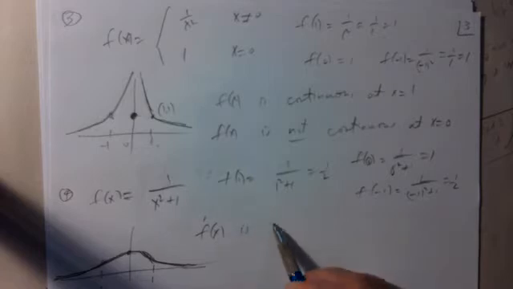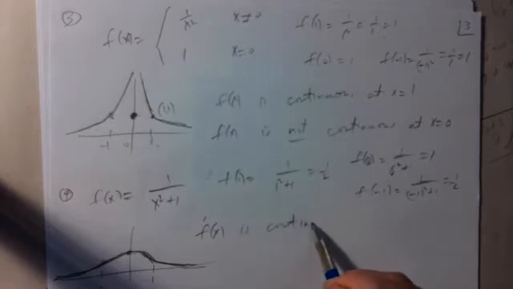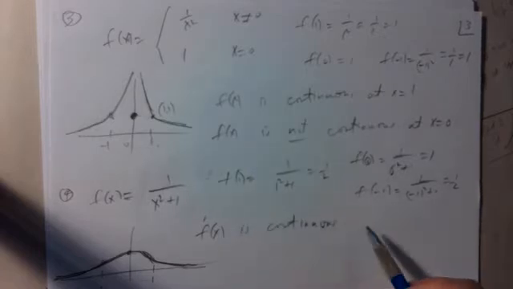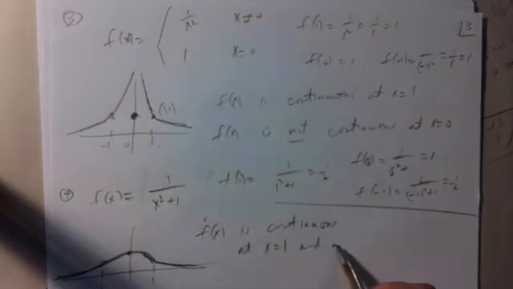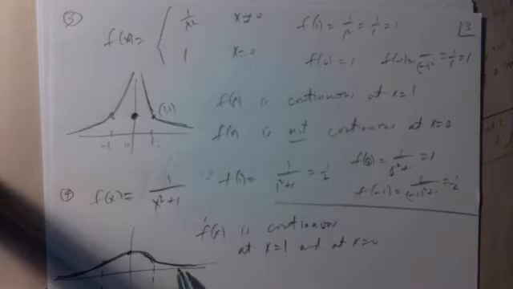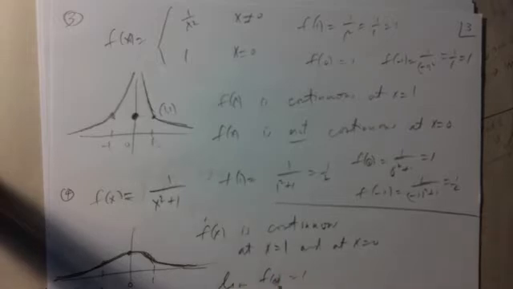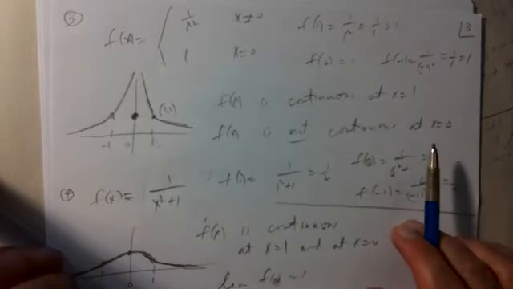F of x is continuous at x equal 1 and at x equals 0. The limit of this function f of x as x approaches 0 is 1 from the right or the left. And that's the value of the function. So this is a function which is everywhere continuous.